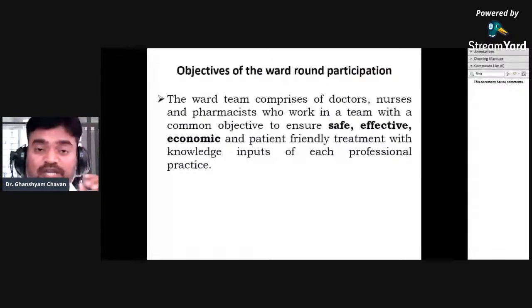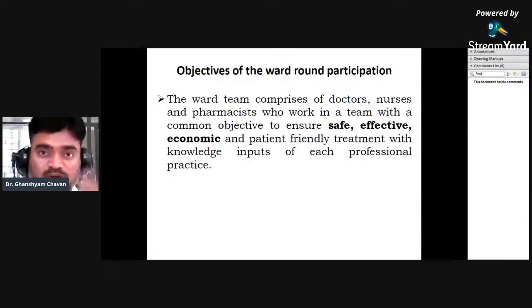So it must be patient friendly treatment with knowledge inputs, meaning the pharmacist must give knowledge to the patients during their treatments. Why are we giving these treatments? What is the advantage of the treatment? And after receiving the treatments, how much time will it take and how will the patient recover from that treatment? It should be communicated to the patients, and we should convince the patients so that 100% the patient will get relief or will recover from that sort of critical condition.